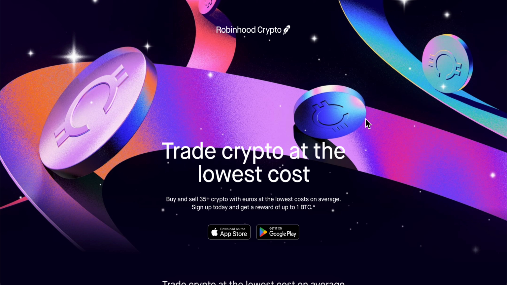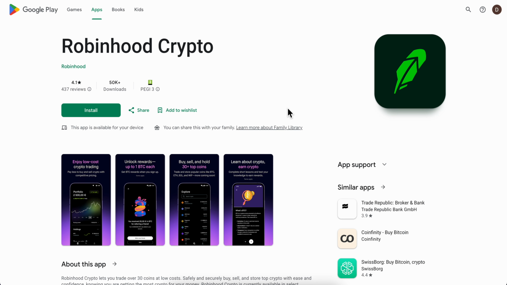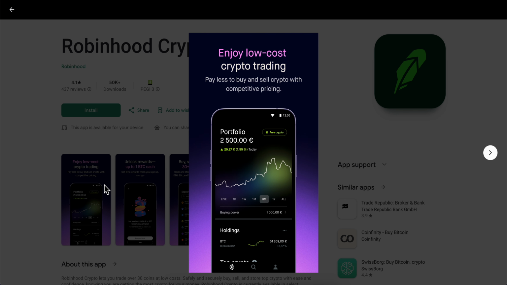How to use Robinhood for day trading. So basically, what you're gonna have to do is simply download the Robinhood app on your mobile device. Now, keep in mind that Robinhood is available only in the United States for now, but as you can see, they released an app which is Robinhood Crypto, which allows you to trade crypto even if you are in Europe.